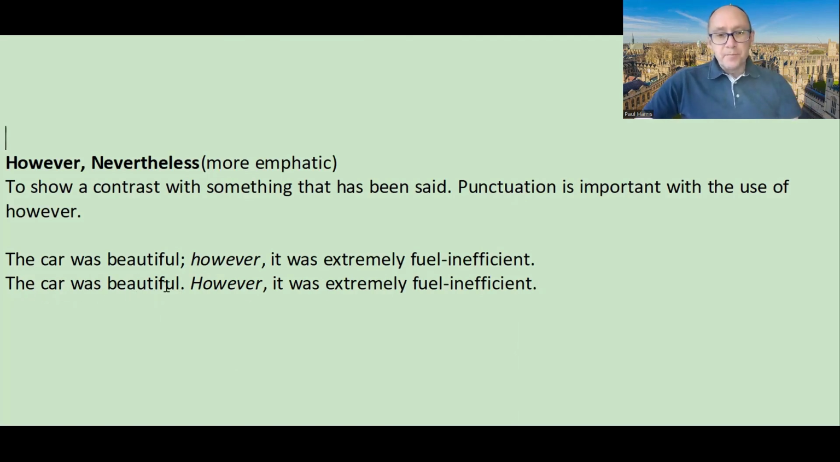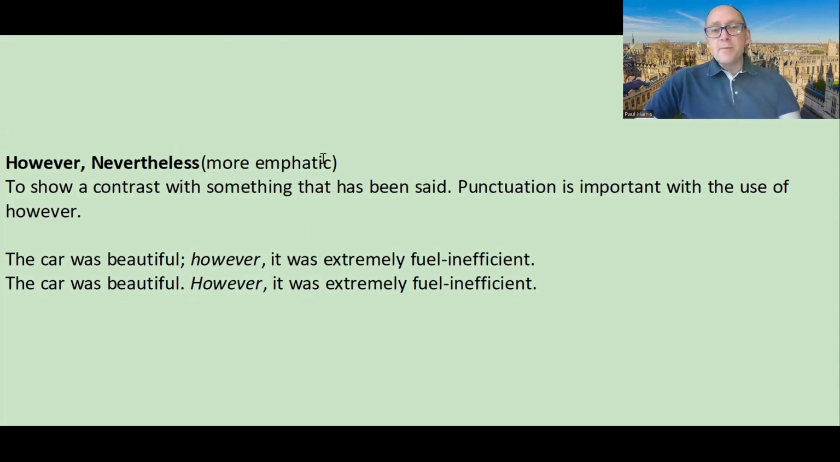The car was beautiful. However, so here's our contrasting conjunction again. It was extremely fuel inefficient. So the contrast here being that the car is a beautiful car, but unfortunately it uses a lot of petrol. Now if you use a semicolon, which is almost like a full stop, you can see here that after the semicolon it will be however, comma. It was extremely fuel inefficient. And again, with the separate sentences we've got here, the car was beautiful, full stop, however, comma, it was extremely fuel inefficient.